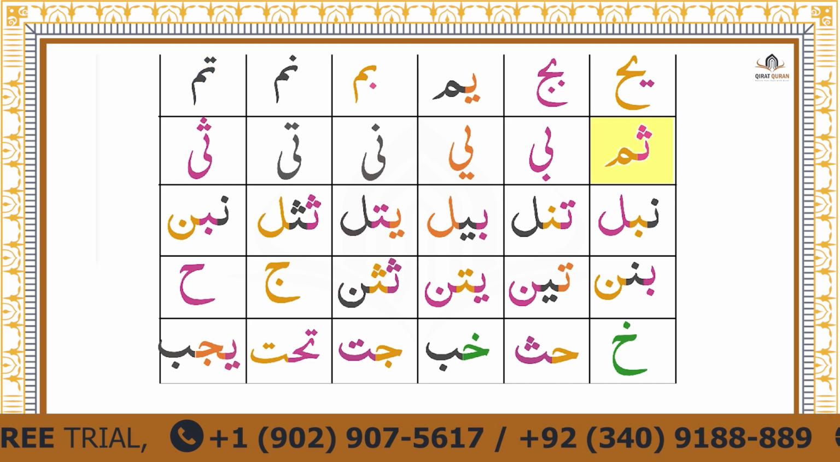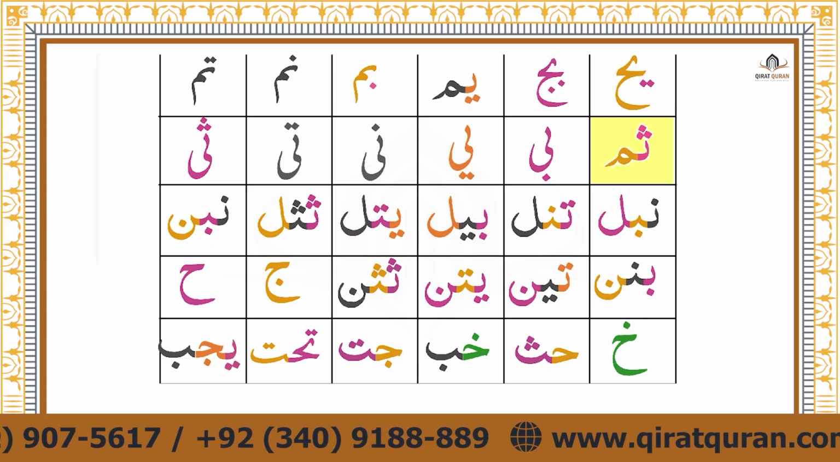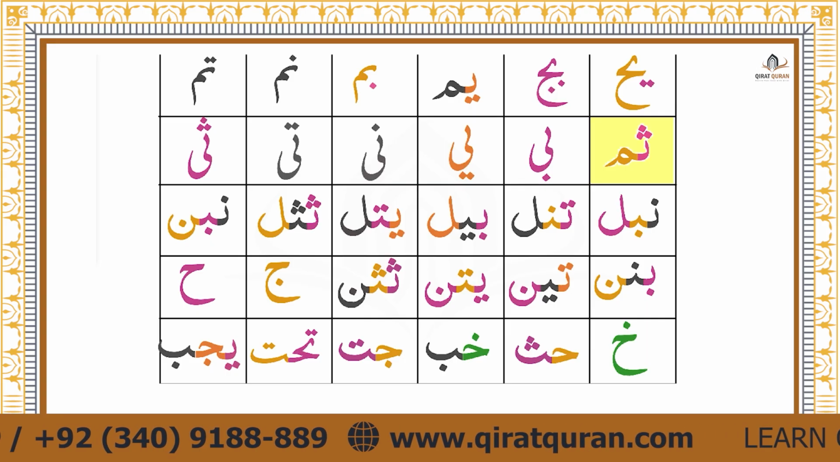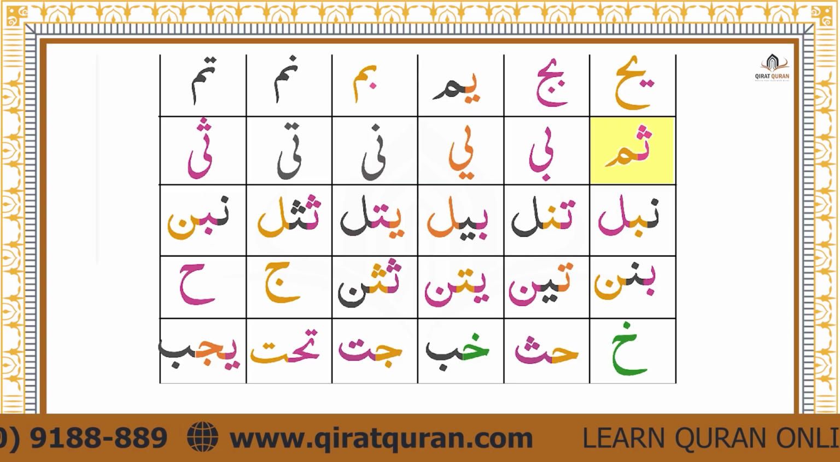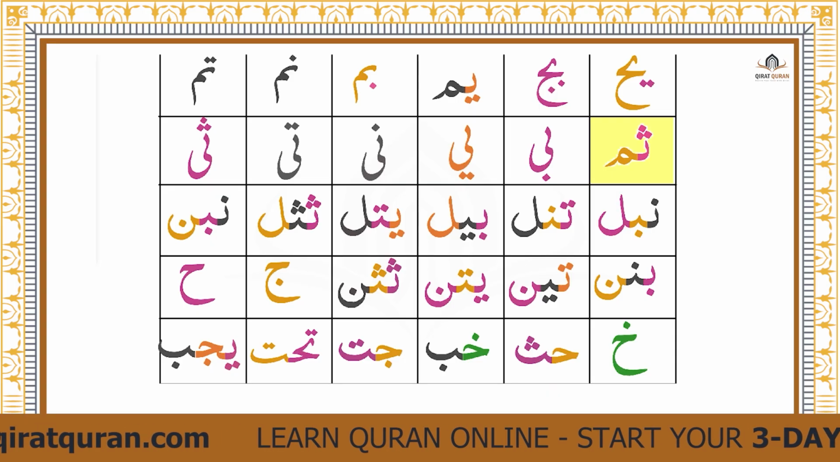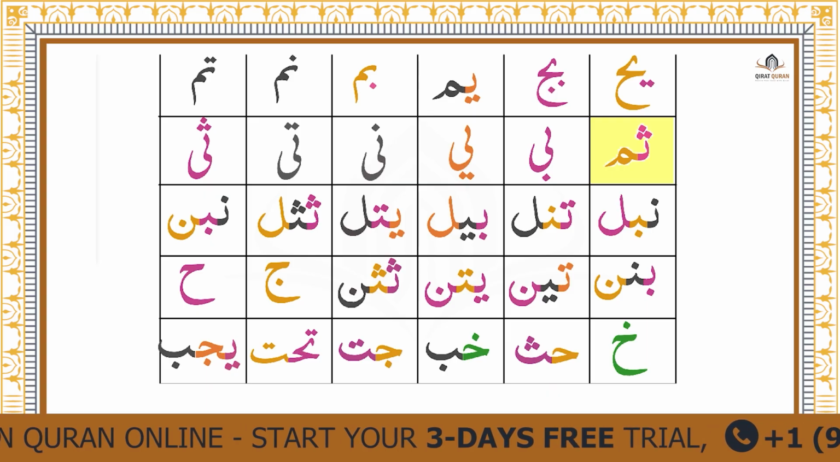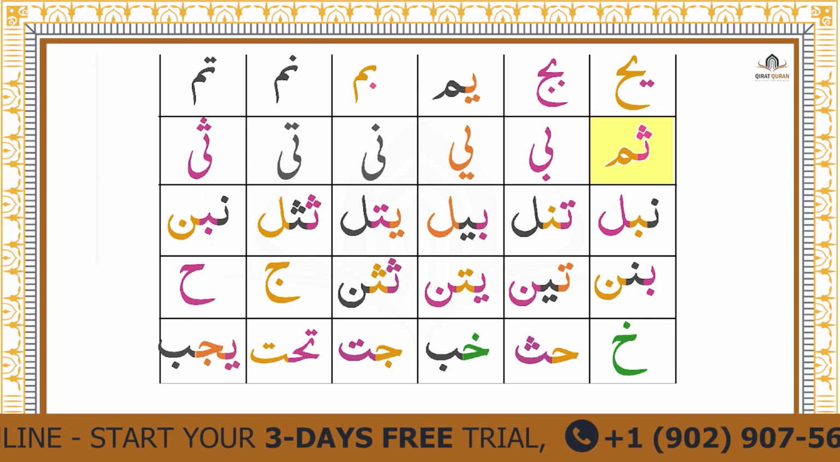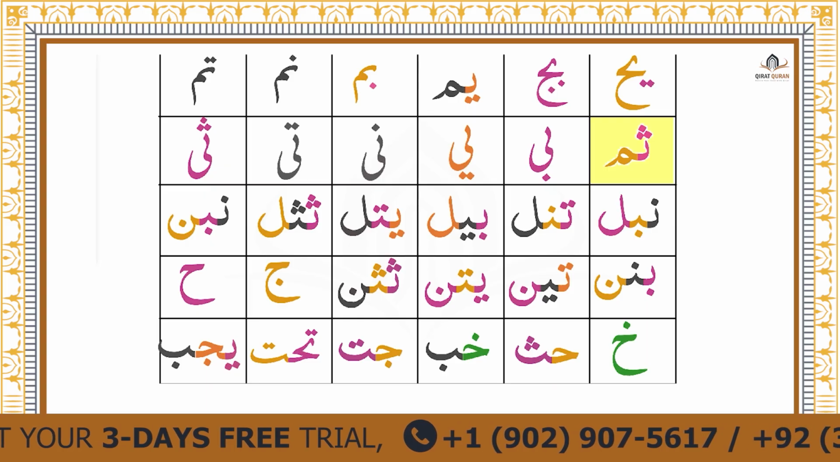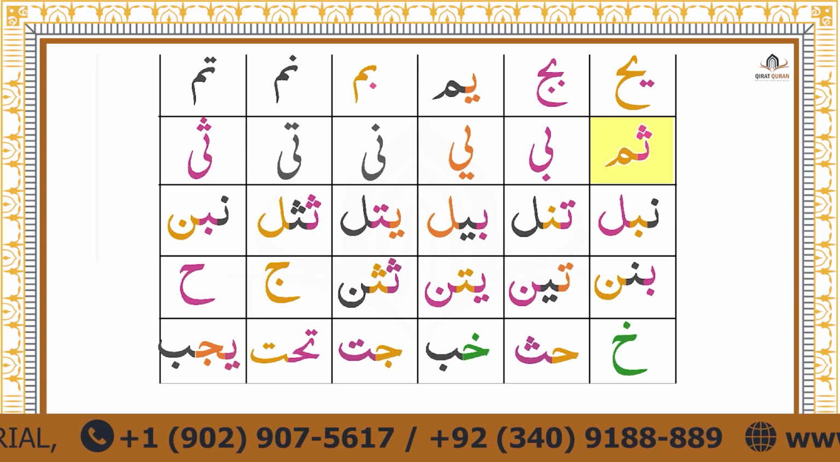The next, there are two letters. The first one has three dots at the top. So this is Sa, because Sa is the only letter which has three dots at the top. Sa. And then there is Mim. Sa, Mim.